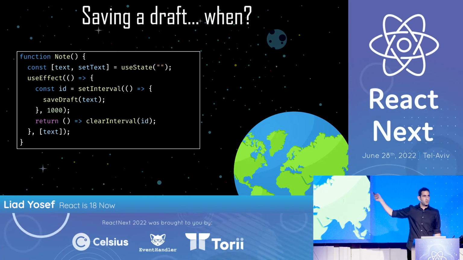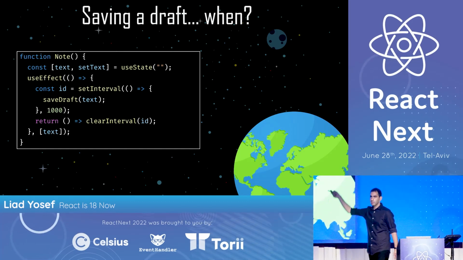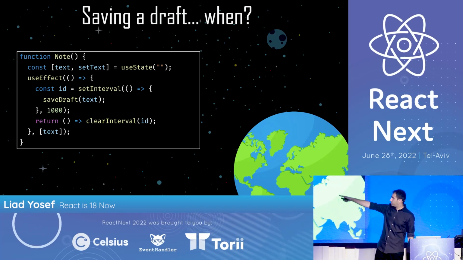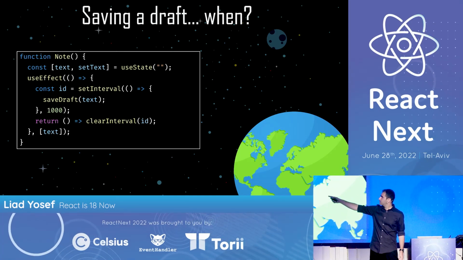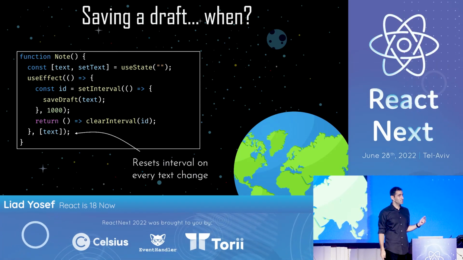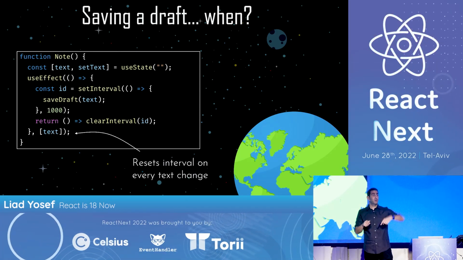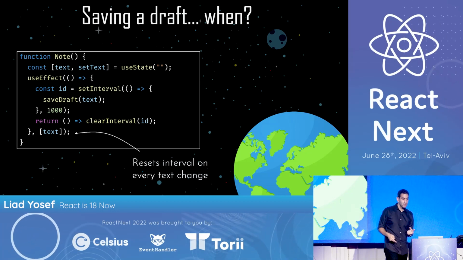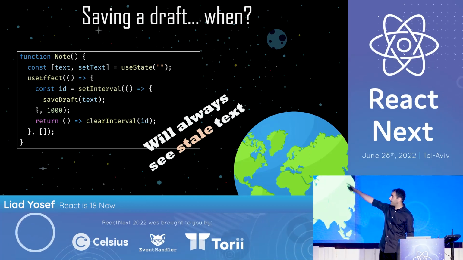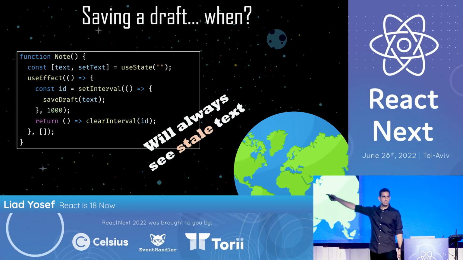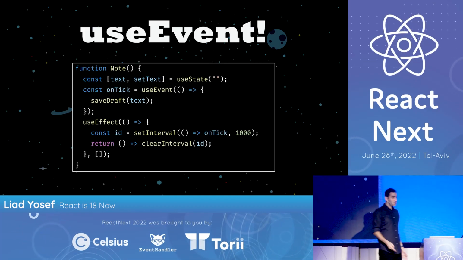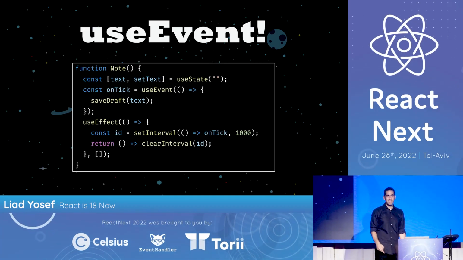Or if I want to save a draft for my text every 1,000 milliseconds, if I do something like this, because I'm putting my text in the dependency list, I will reset the interval on every text change. So every time someone changes the text, I will reset the interval to send it to the server. And if I remove it, then this code will always see stale text if text is not in the dependency list. So React is working on a great RFC called useEvent, where you don't really need a dependency list.